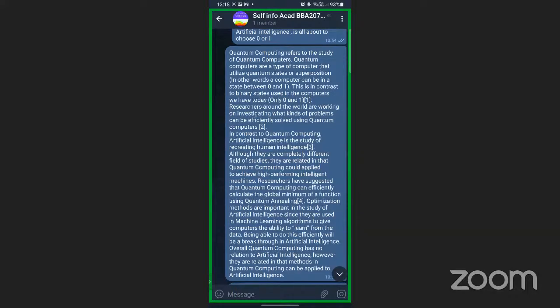Just a minute, I'll just adjust the screen of my laptop. It's getting blackout. Okay.